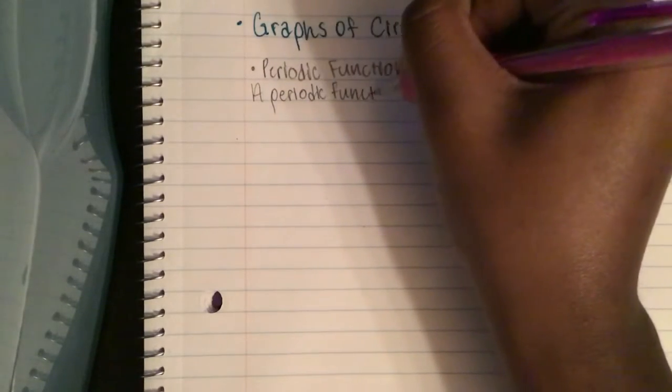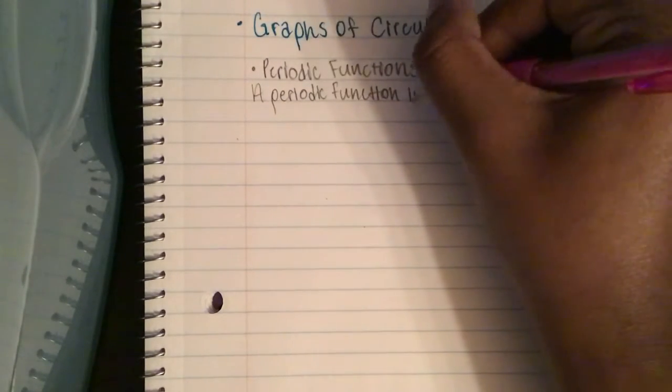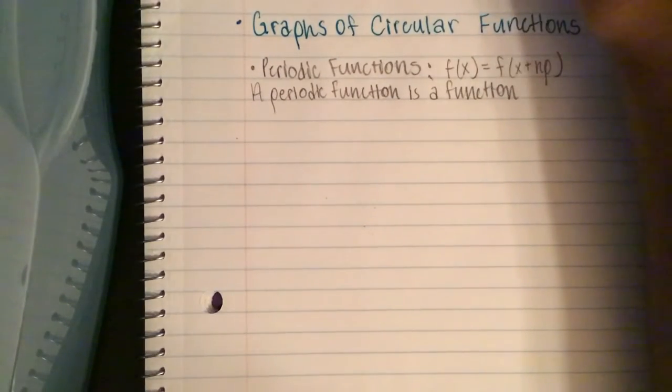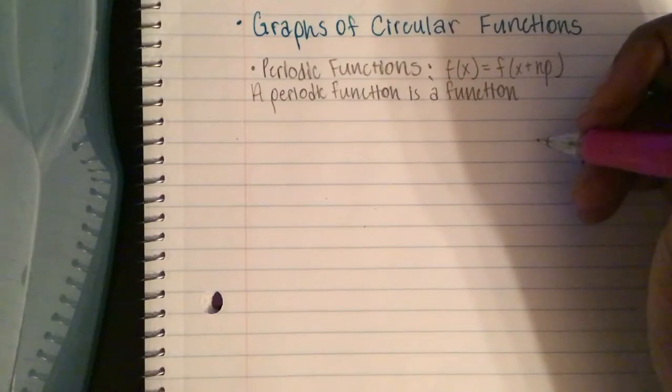Now we're going to discuss what a periodic function really is, definition-wise. A periodic function is a function that repeats its values at regular intervals. And you'll see that I'm writing that definition down right now, just so you can see it for visual purposes.